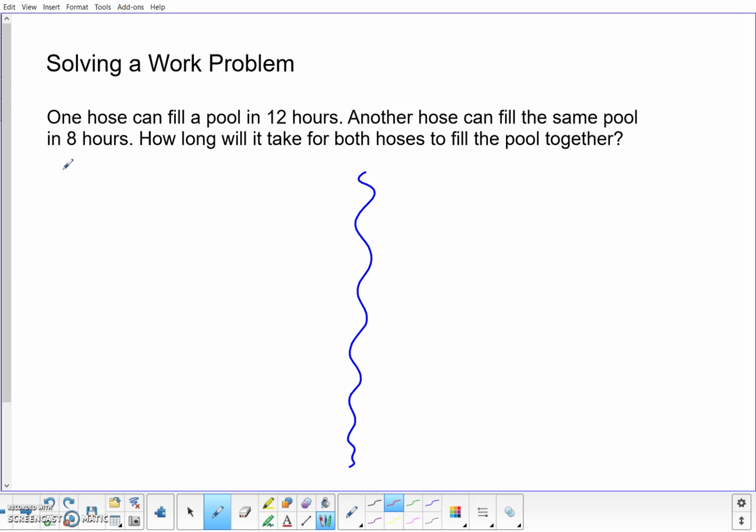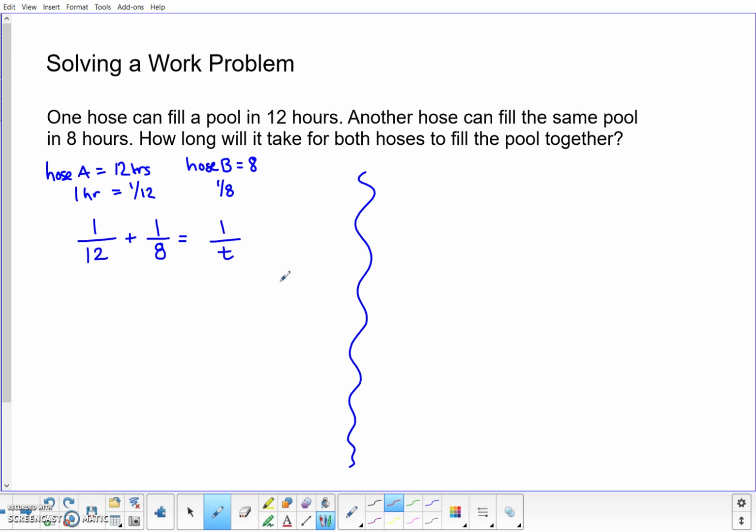One way is to say if hose A can take 12 hours, that means in 1 hour it does 1/12 of the pool, and then hose B, it takes 8 hours, which means it does 1/8 of the pool every hour. And we can say, well, we'll compare that to the time it'll take to do the whole pool. So we can say 1/12 plus 1/8 has to equal 1/t. Okay, because we want to do the whole pool, like how much time.